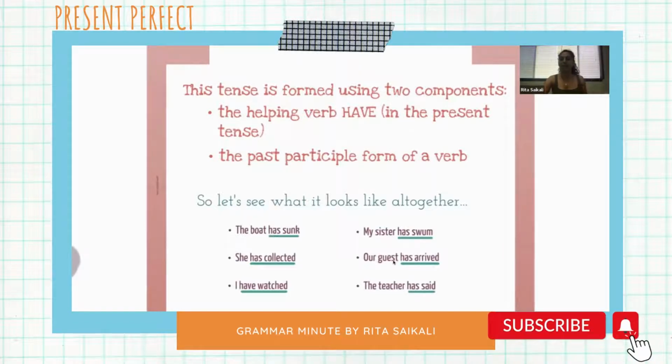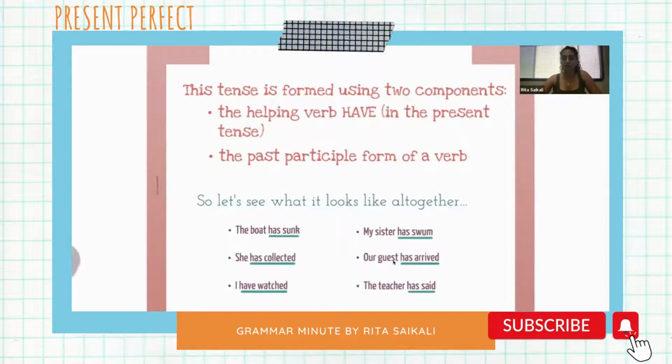She has collected. That looks the same as the past tense, right? You just add ed. For regular verbs, you just add ed. That's it. Okay? If it's conjugated like normally, then it just is the past form of it. If it is an irregular verb, odds are there's a past participle that you can check your list for. Our guest has arrived. Has is in the present, arrived is in the past.